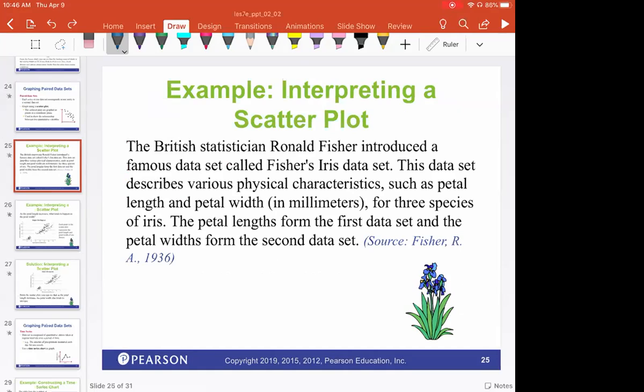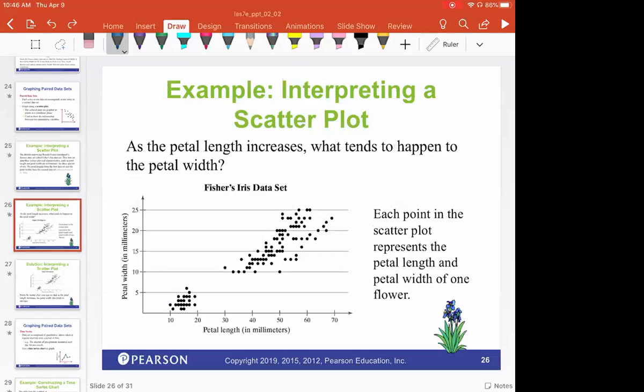The British statistician Ronald Fisher introduced a famous dataset called Fisher's iris dataset. The dataset describes various physical characteristics such as petal length and petal width in millimeters for three species of iris. The petal lengths are from the first dataset and the petal widths from the second dataset. So we see how both of them are graphed. You can graph the width of petals in one and the length of a petal with another. So you can go ahead and compare two sets of graphs at the same time.